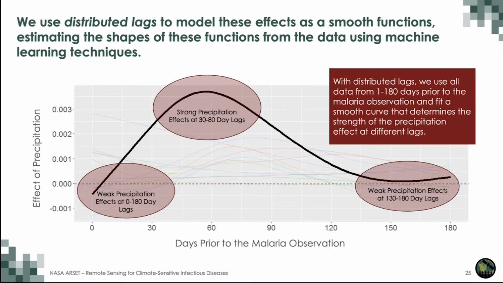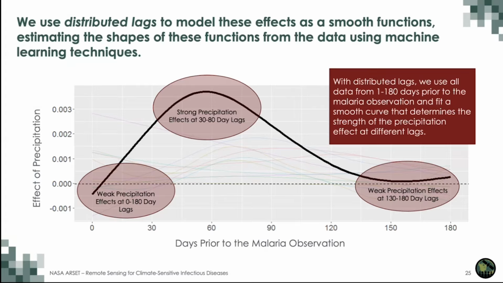Then we may see a peak, in this case, between 30 and 80-day lags. So there might be a lag time at which those effects are strongest. And then we see that lagged effect decreasing over time. When we get out to multiple months, then too much time has passed, and other types of weather effects or other factors have superseded that precipitation effect, and we don't see the lag anymore.